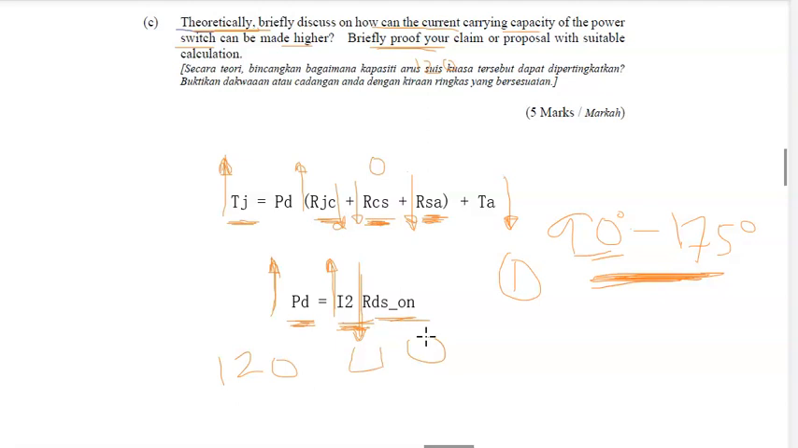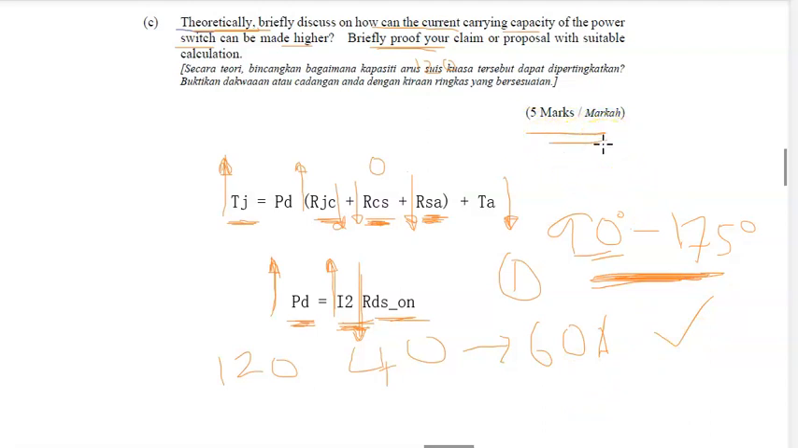40.2. So you might have a value of maybe 60 ampere. So you have proved your claim. Use the formula, calculate again, and you prove your claim. So done, 5 marks you get.